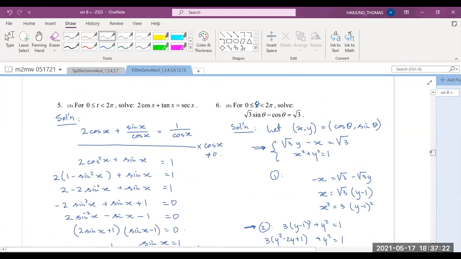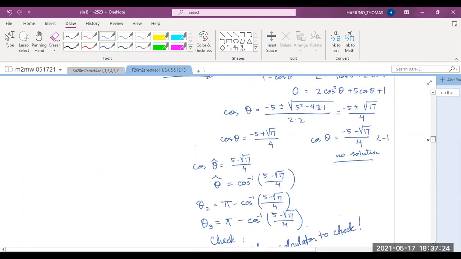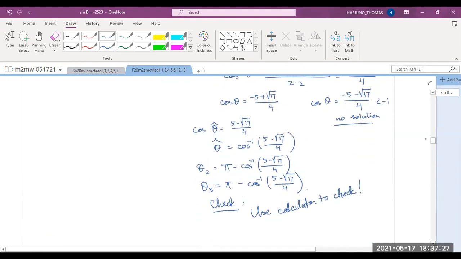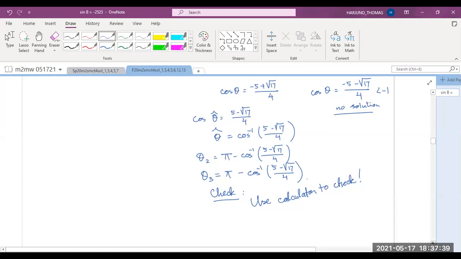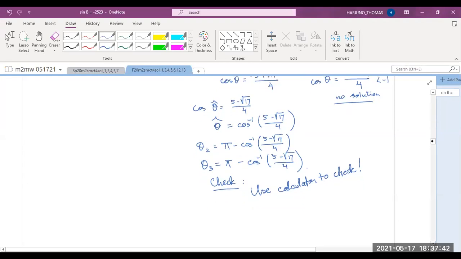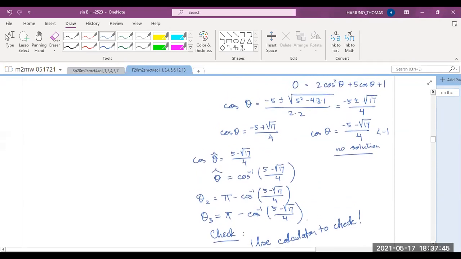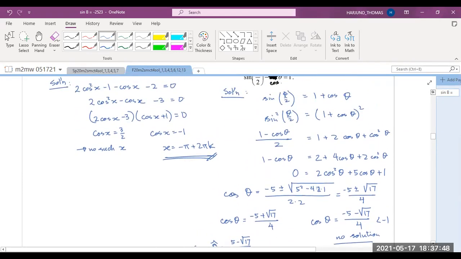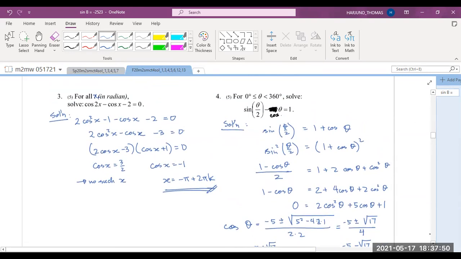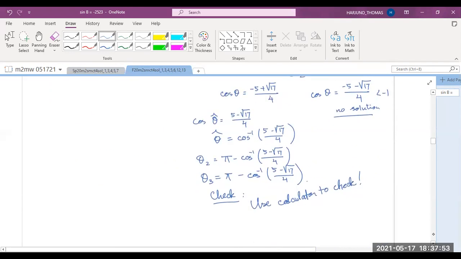I think I have done whatever I can here. Now let me go back to this. How can I check this without using a calculator? I promise you, I will not give you this kind of question in your test 4. This is way too much, it takes too much time. But I'm trying to show you what if we try to check this. Let's try to check theta over 2.